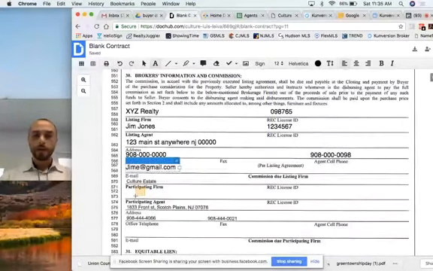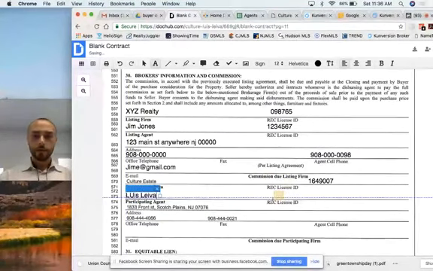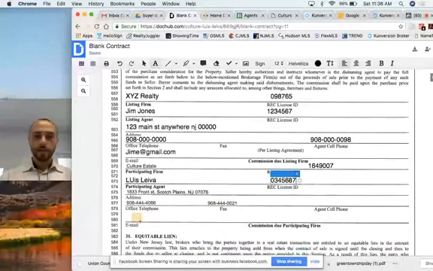So if you're only representing the buyer, then you're going to be here underneath where it says participating firm, which is Culture State. We would put our license number in here. I think it's 1649007. Then we would put in the agent's name. Then we would put down the agent's, this is already pre-filled for you guys. We would put in the agent's number. Then we would put in here the email address.